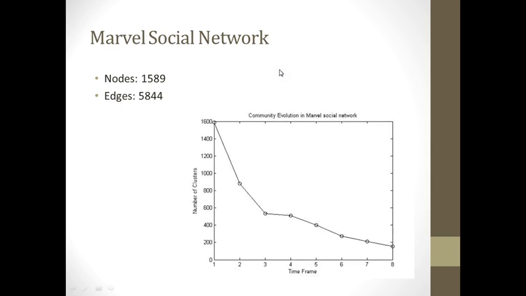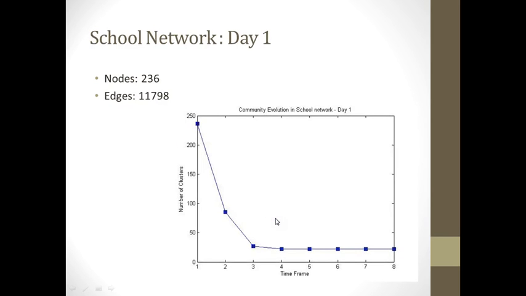The fifth community structure is the Marvel social network. It has about 1500 edges and about 5800 nodes, and here we can see the evolution of the community structure over time in this network.